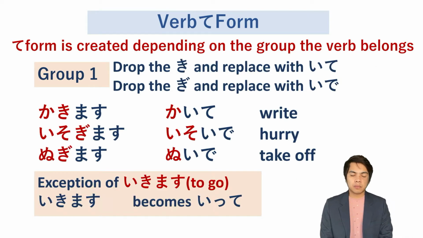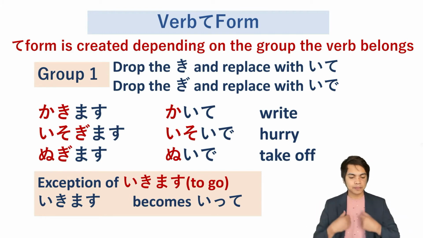Now for the group 1 verbs that end in ki, let's remove the ki and replace it with ite. And for group 1 verbs that end in gi, replace the gi with ide. So, for example, kakimasu, kaite. Next one, isogimasu, to hurry, isogi, isoide. Next, nugimasu, to take off, nuide.